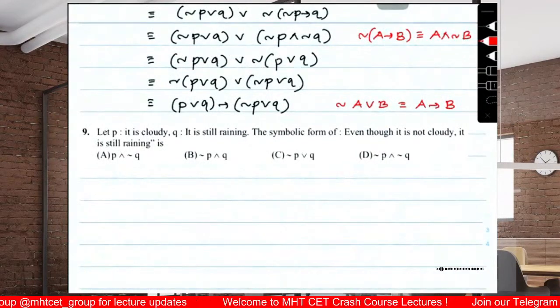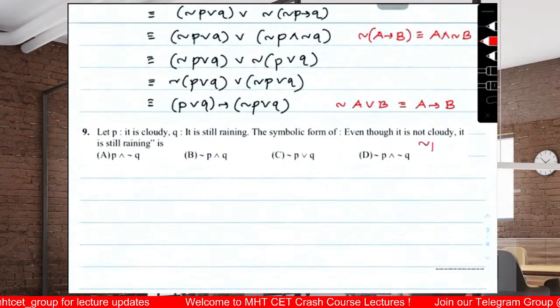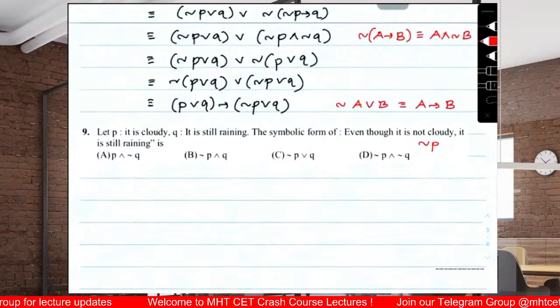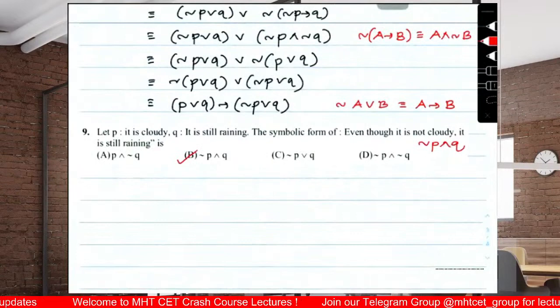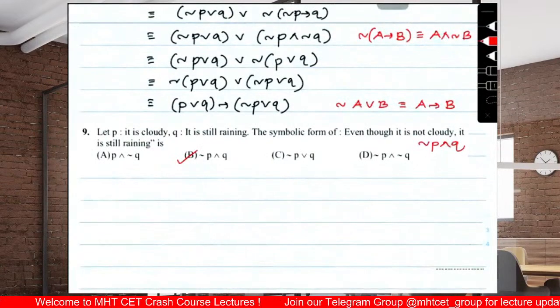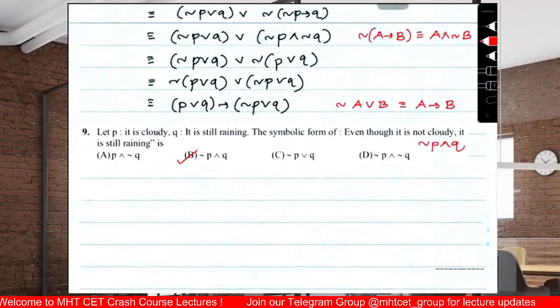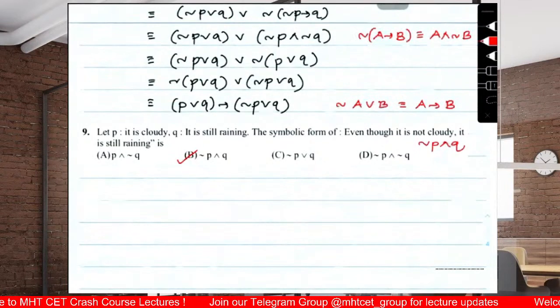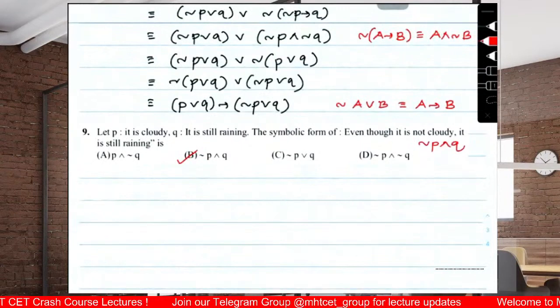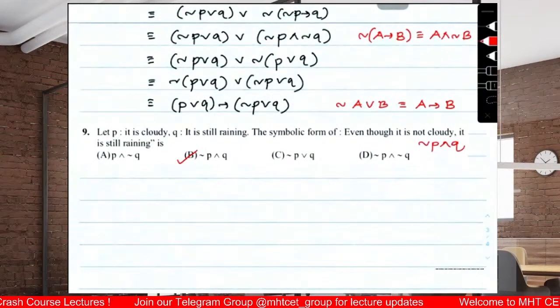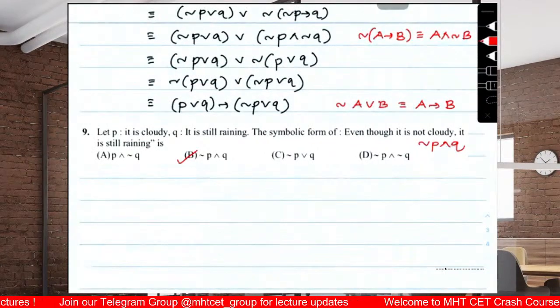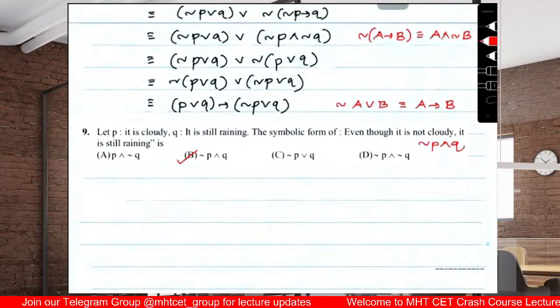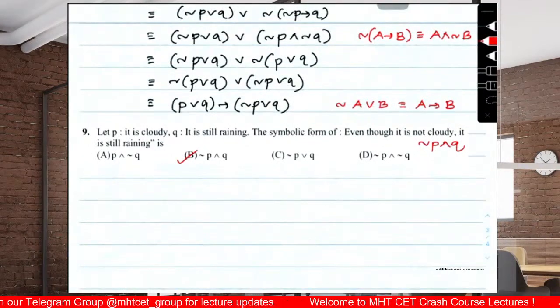Okay, not cloudy मतलब not P. It is raining is Q. Okay, so not P and Q it should be. Option B. Done. हो गया ये? 10th.